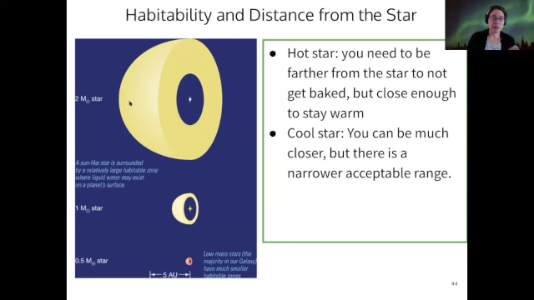So this top one is a hot star. A more massive star burns hot. And so with this massive star, you have to be farther from the star compared to our one solar mass star. But there's a wider range of habitability. This yellow region is supposed to be the entire habitable zone. If you had a planet here toward the inside of that zone, that's habitable. If you have a planet out toward the outside of the zone, still habitable. With a cool star, there's a narrower acceptable range, but you can be a lot closer to the star.